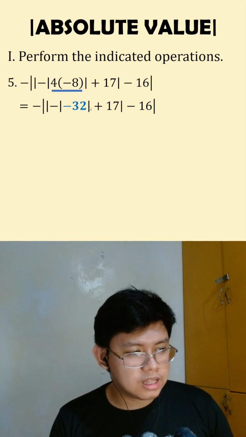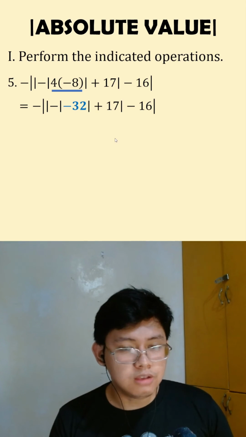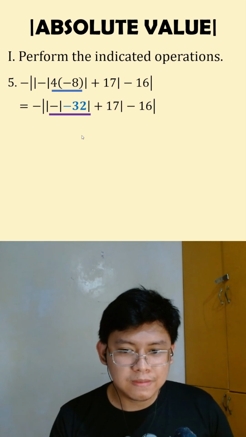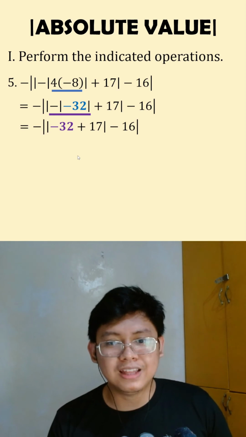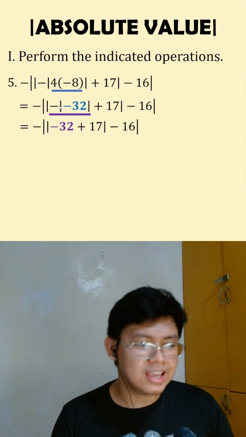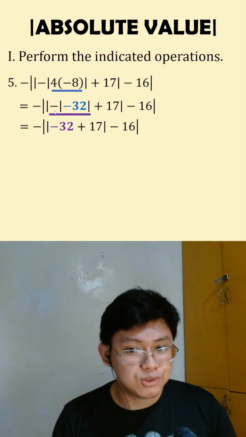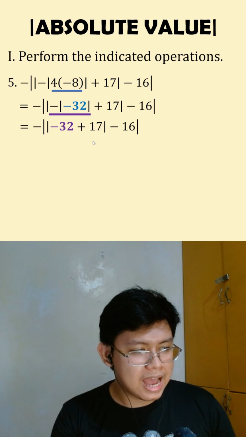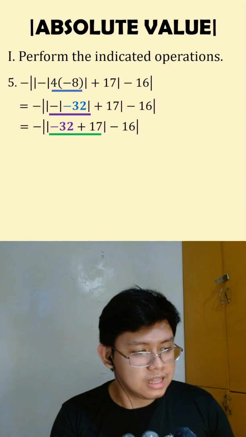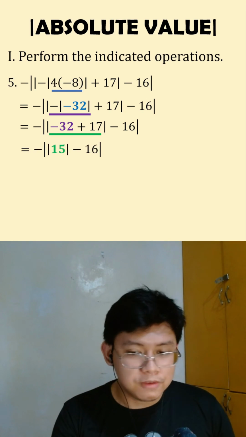Okay? So, nakuha na natin yung ating product ni 4 and negative 8. Pero nasa loob siya ng absolute values. Magiging positive siya, pero babalik siya sa negative. So, it will be negative 32 ulit. Okay? Kasi may negative sign sa labas ng absolute value. So, babalik siya sa negative. Okay? So, now we can add negative 32 and 17. That will be equal to 15.